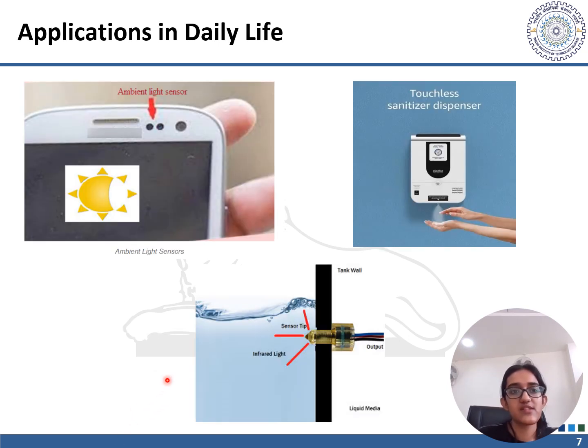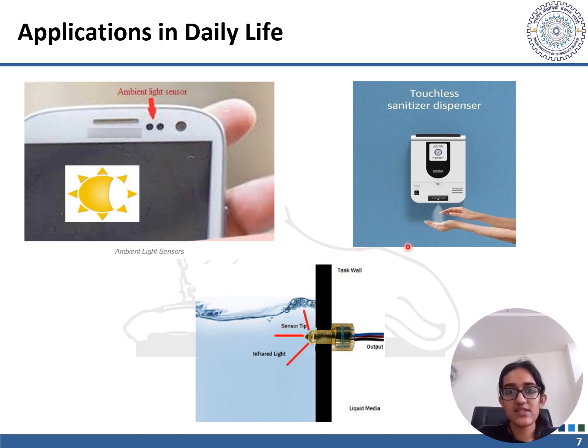So now let us look at some applications of optical sensors in daily life. So one I'm sure you've all seen is the ambient light sensor. This is a small dot which you can see at the top right corner of your phone. So this is your ambient light sensor, which detects the change in light or intensity of light in the environment and accordingly changes the brightness of your screen to conserve power.